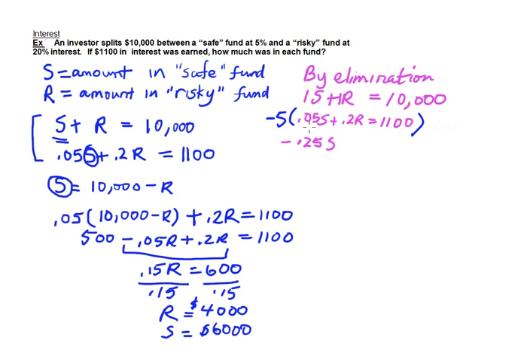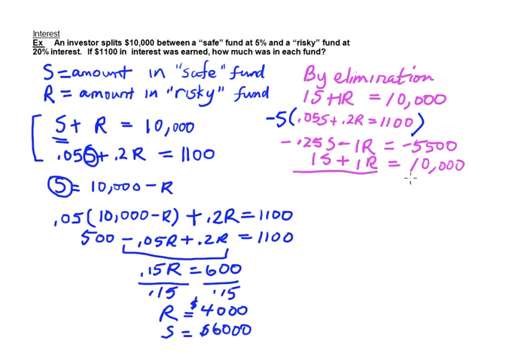So distributing the negative 5 to each of the terms, we get negative 5 times 0.05 is negative 0.25, so that's the coefficient of S. And then negative 5 times a positive 0.2 gives us a negative 1, and that is the coefficient of R, is equal to, and then we get negative 5 times 1,100 gives us a negative 5,500. Next, I'm going to rewrite the first equation under this modified second equation. So I've got 1S plus 1R is equal to a positive 10,000.